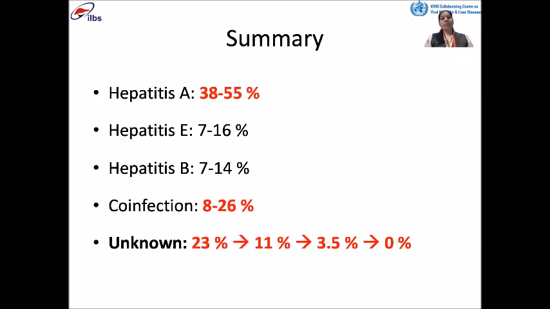Coming to the summary, as we have already seen, the hepatitis A virus constitutes around 38 to 55% of all the cases, whereas hepatitis E is 7 to 16% and B is 7 to 14%. Co-infection, which could be A, B, A, E, or AB, accounts for 8 to 26%, and unknown viruses around 23%. So this is how the percentage distribution is as per the virus.